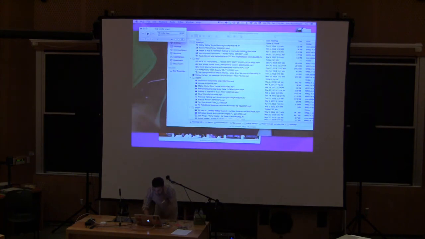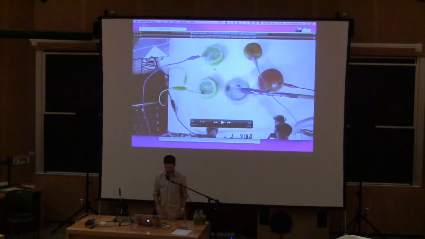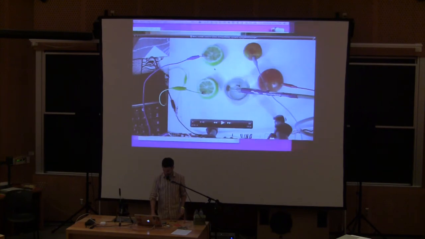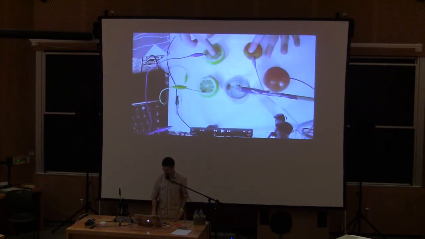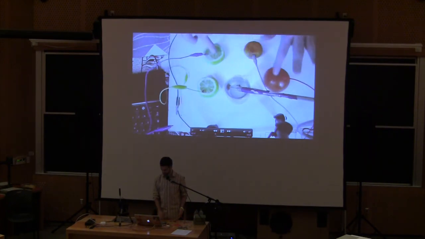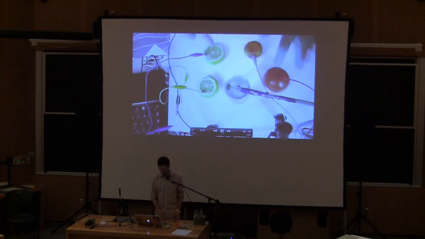So let's look at some other weird stuff people are doing. So this is a kind of classic example. I see lots of these. This one has somewhat better musicianship than the typical one, I guess. But so those are what, like pieces of lemon and tomatoes. Pretty cool.